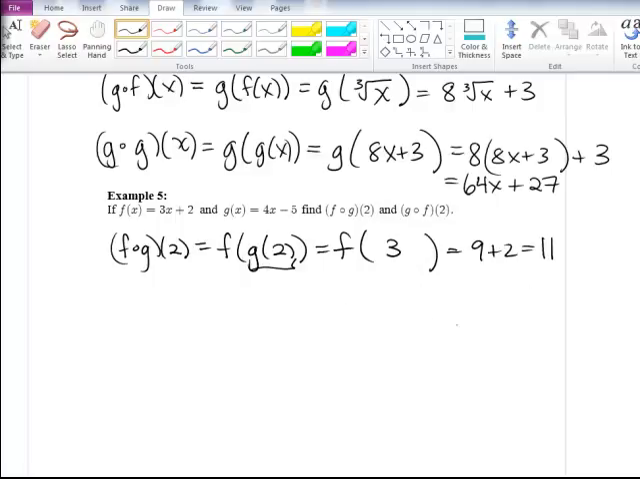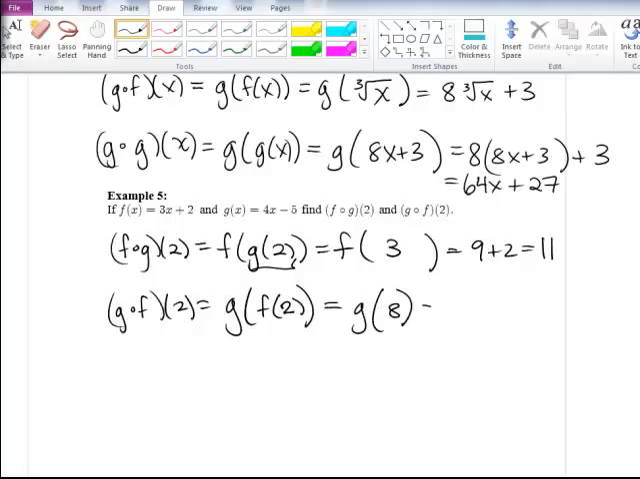Right, so just do one step at a time. Find the input on the inside: take the input 2, put it into the inside function, and take that answer and put it into the outside function. The other way around, g of f of 2, got g, and then f of 2. So first calculate f of 2. F of 2 is 6 plus 2 is 8. Put that into g. G of 8 is 32 minus 5 is 27.